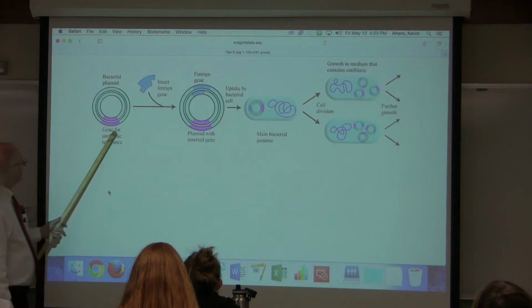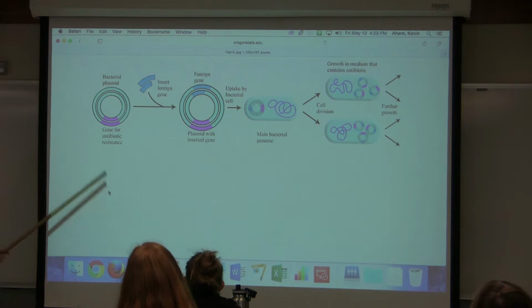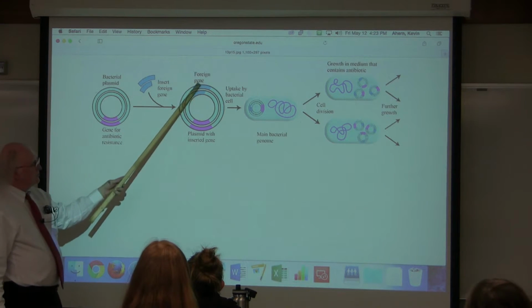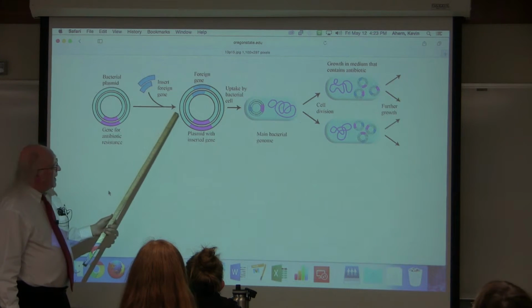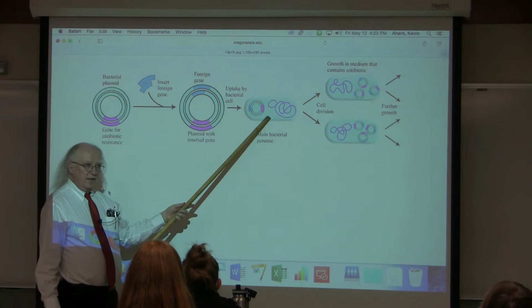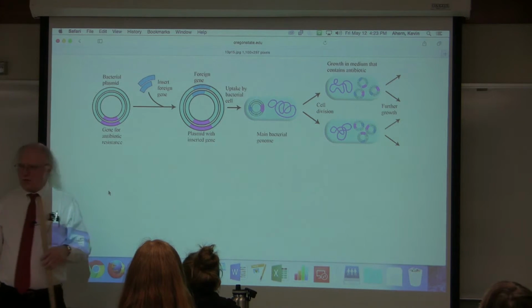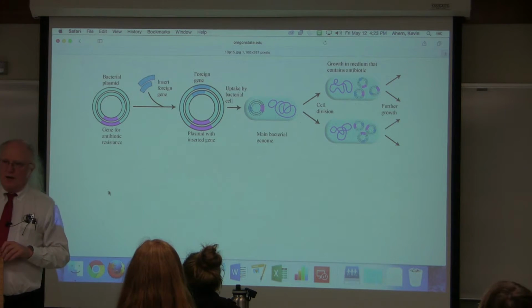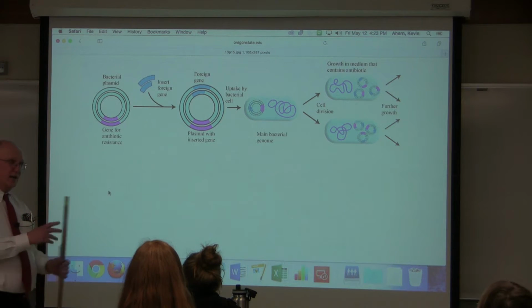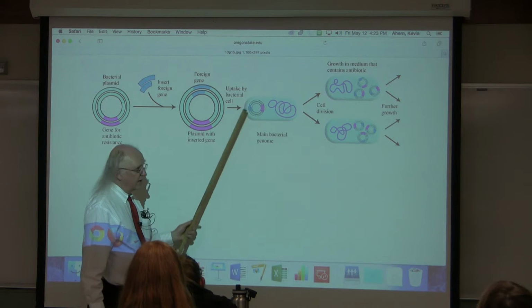Here's my plasmid that's got a gene for antibiotic resistance. I've cut it open and put the foreign gene inside of there, and I have inserted it into a bacterial cell. That's a very inefficient process, as I said. We use some tricks to get the bacterium to become permeabilized and literally take it up. And the bacterium will, under some conditions, take this guy up.